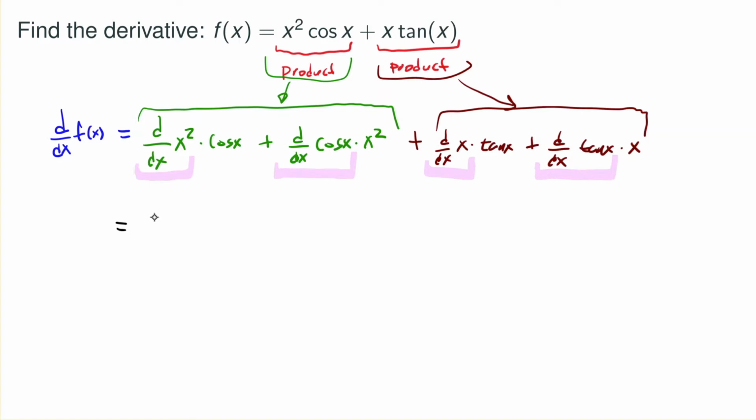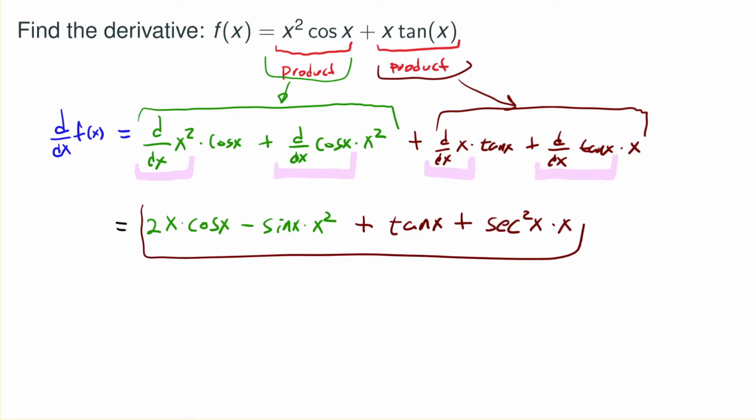So here we get, using the power rule, 2x times cosine x. The derivative of cosine is negative sine, so we do minus sine x times x squared, plus the derivative of x is 1, so we just have tangent x, plus the derivative of tangent is secant squared x, so secant squared x times x. So this is the derivative of this function right here.